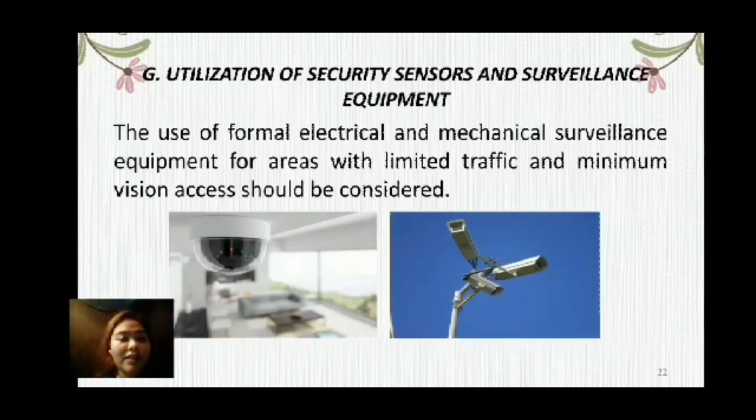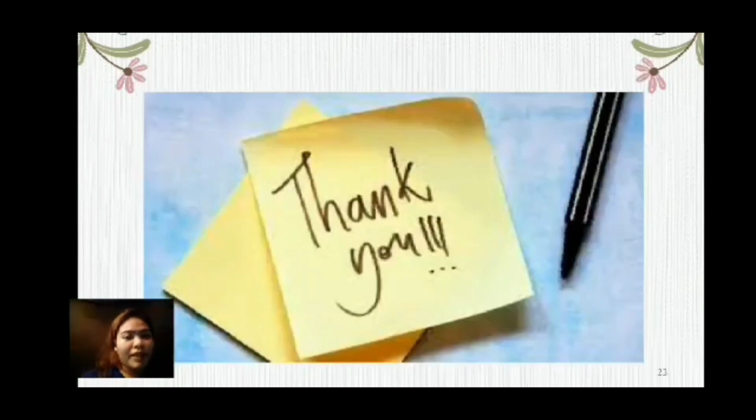Next is the letter G, which is the utilization of security sensors and surveillance equipment. The use of formal electrical and mechanical surveillance equipment for areas with limited traffic and minimum vision access should be considered. That's all for my report, and thank you.